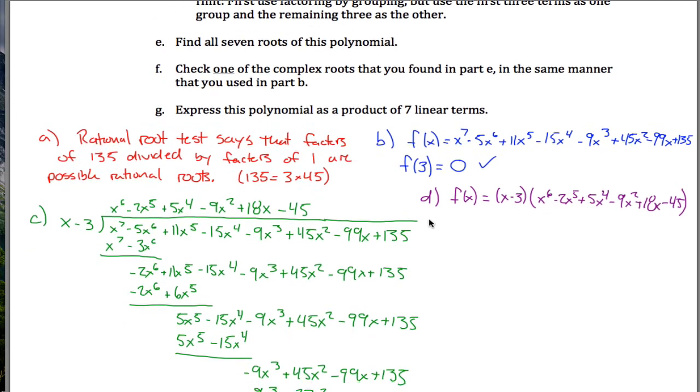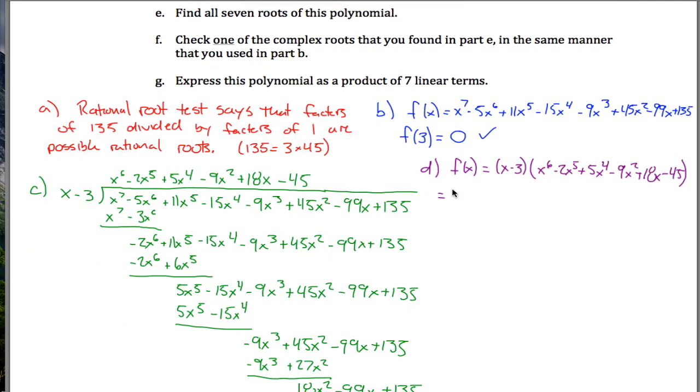And then the hint tells me to factor this out using factoring by grouping. The way I'll do that is I'll look at these first three terms, and what they have in common is an x to the 4th. If I pull out that x to the 4th, I get x squared minus 2x plus 5. And to be left with an x squared minus 2x plus 5, I'd have to pull out a negative 9 from this side. Then I'd be left with x squared minus 2x plus 5.